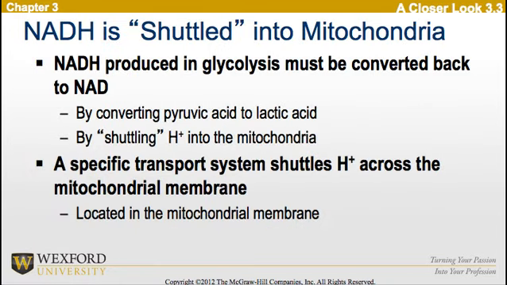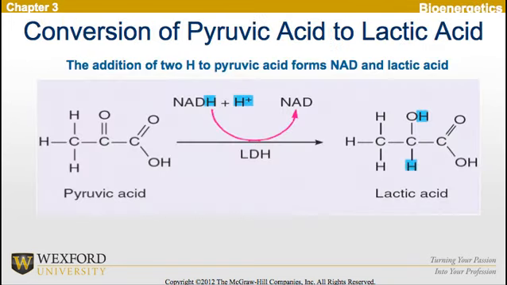The NADH is shuttled into the mitochondria. NADH produced in glycolysis must be converted back to NAD. This is done by converting pyruvic acid to lactic acid and by shuttling hydrogen into the mitochondria. A specific transport system located in the mitochondrial membrane shuttles the hydrogen across the membrane. Below you can see a conversion of pyruvic acid to lactic acid, where the addition of 2 hydrogens to pyruvic acid forms NAD and lactic acid.